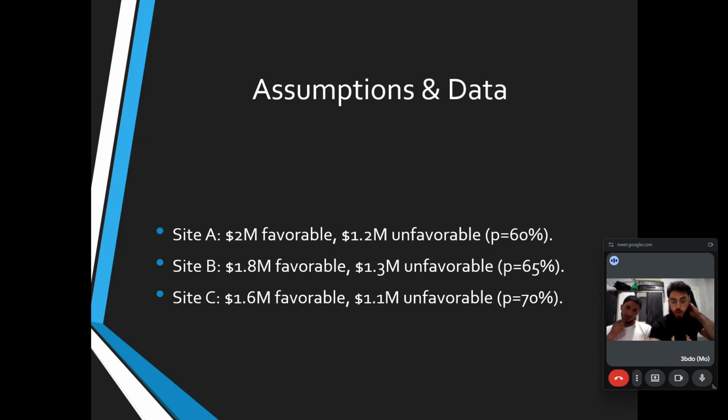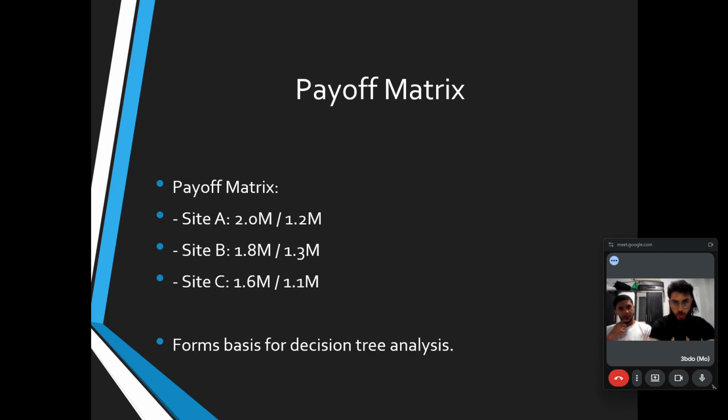Site A has a $2 million valuation if it is favorable and 1.2 if it is unfavorable. Site B is 1.8 and 1.3 if unfavorable, and Site C is 1.6 million for favorable and 1.1 million valuation for unfavorable, and these are the probabilities that we've used in the data. This is a payoff matrix. We will actually be showing it to you in the report.